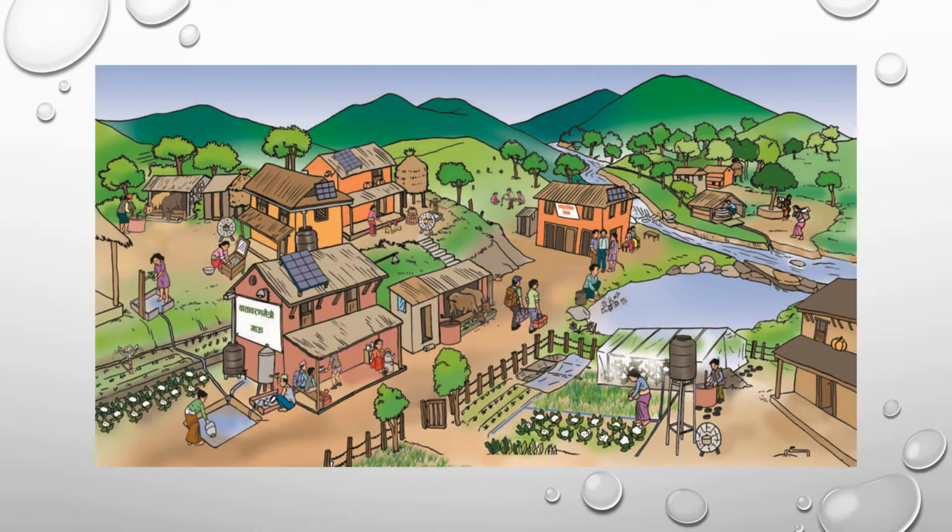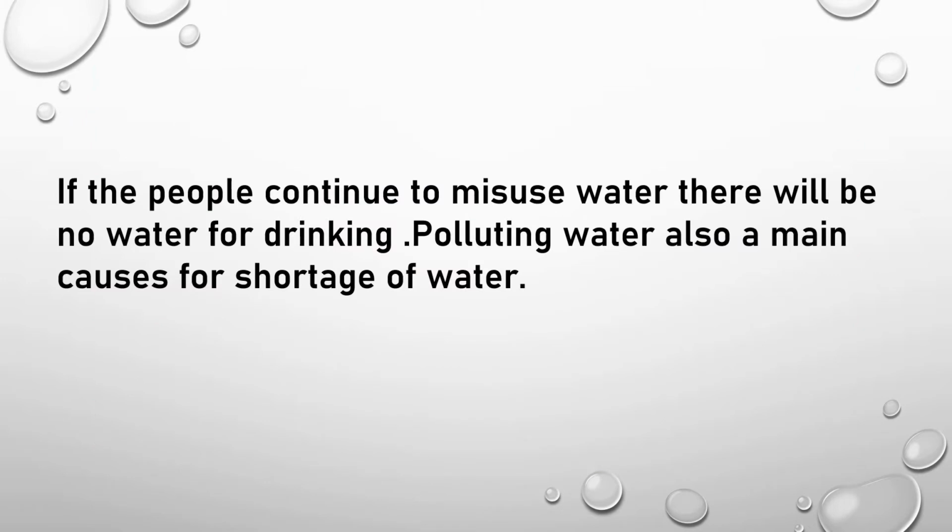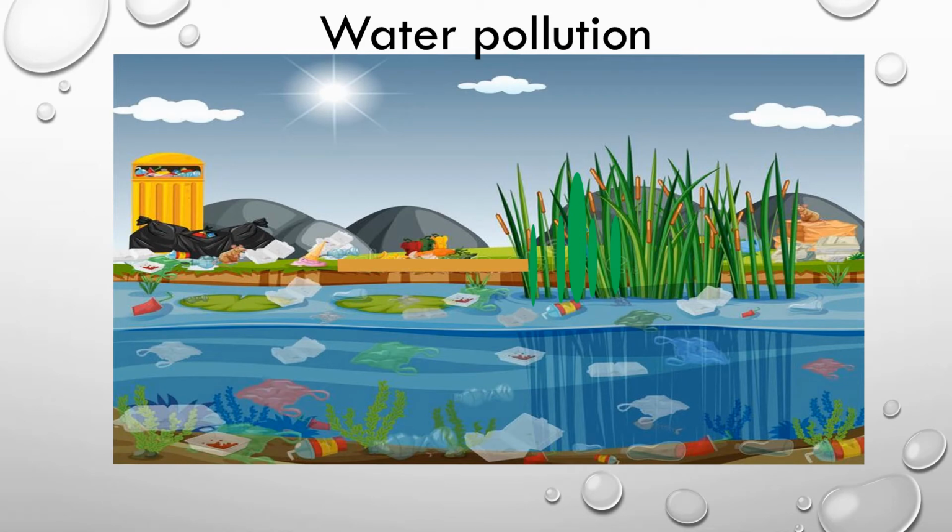We need water. If the people continue to misuse water, there will be no water for drinking. Polluting water is also a main cause for shortage of water. Student, industries frequently dispose their industrial garbage into nearby rivers and lakes. So students, since it is an easy and cheap way to get rid of this waste, it leads to serious water pollution, which may result in severe water scarcity for people who rely on those water bodies for the water supply. So student, if people continue to misuse water, there will be no water for drinking.